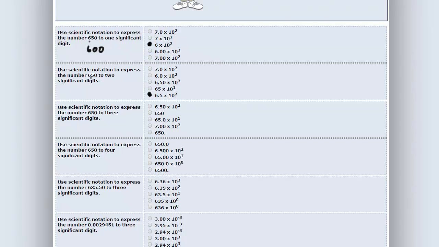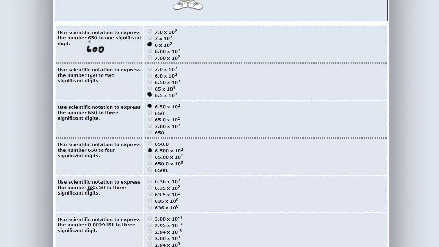Use scientific notation to express the number 650 to three significant digits. So that's going to be 6.50 times 10 to the 2. Use scientific notation to express 650 to four significant digits. That's going to be 6.500 times 10 to the 2. That's four significant digits.